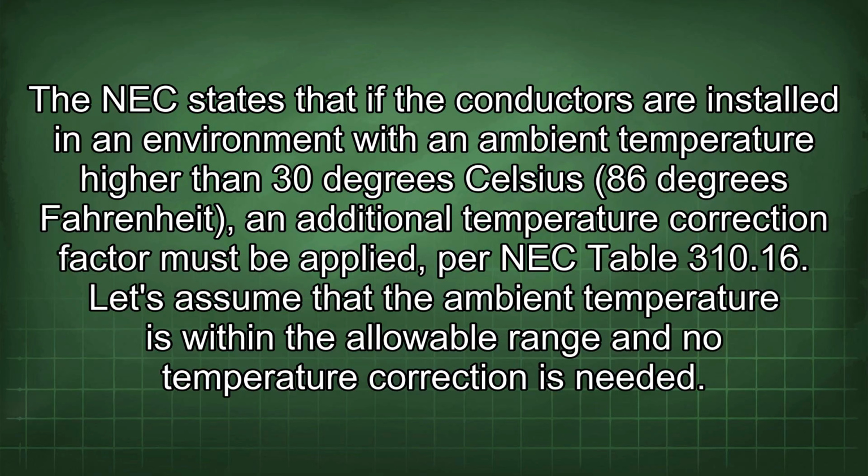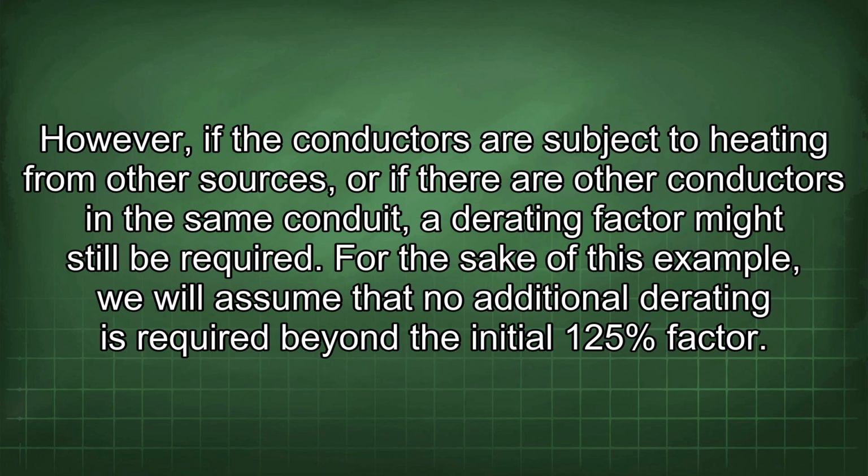Let's assume that the ambient temperature is within the allowable range and no temperature correction is needed. However, if the conductors are subject to heating from other sources, or if there are other conductors in the same conduit, a derating factor might still be required. For the sake of this example, we will assume that no additional derating is required beyond the initial 125% factor.